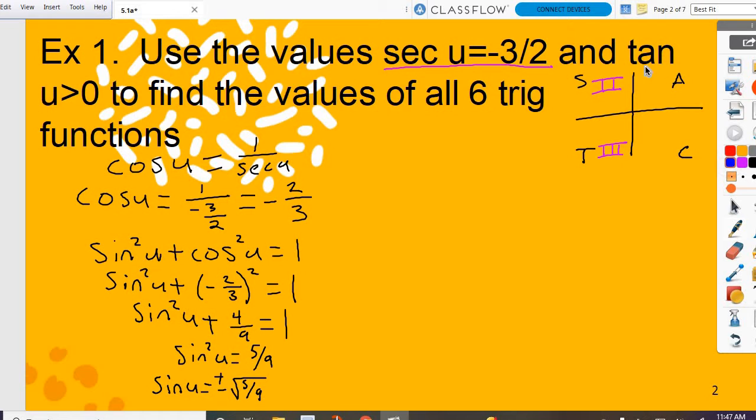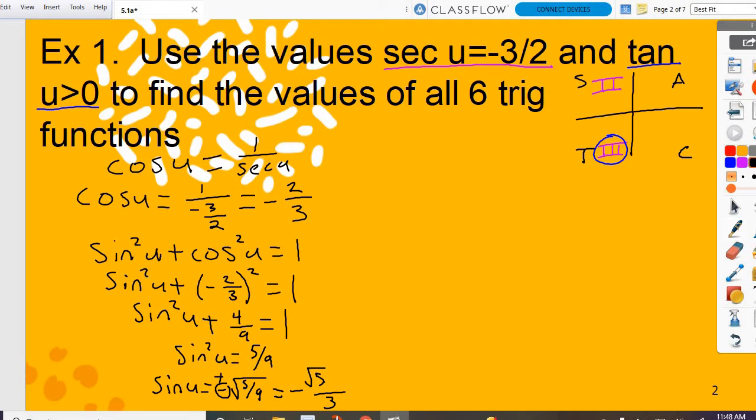Okay, but then they also gave us that tangent is positive. So which one of those has a positive tangent? Yeah, our third quadrant. So if we're in our third quadrant, what does that tell us about sine? It's negative. Okay, so I'm going to choose the negative one. And then what does the square root of 9 give us? 3. So I get negative square root of 5 over 3. Agreed? Yeah.